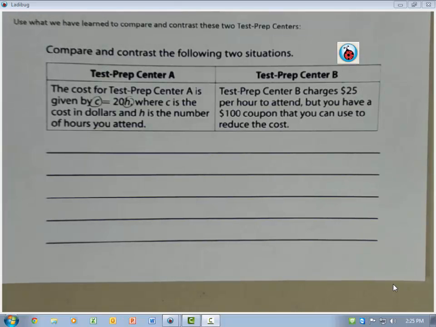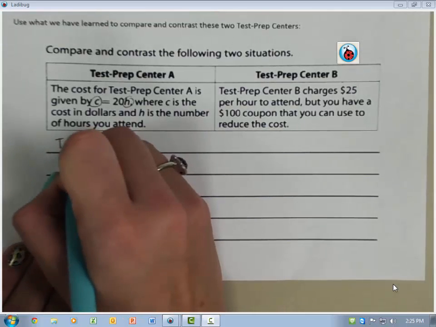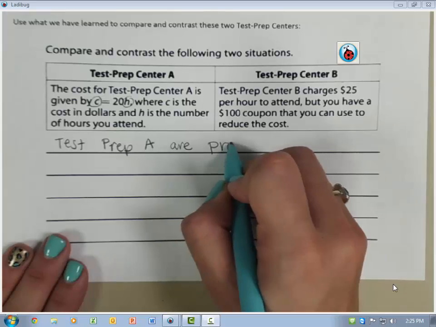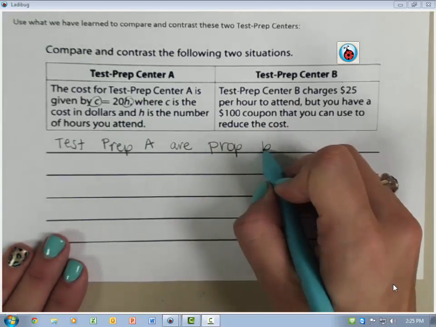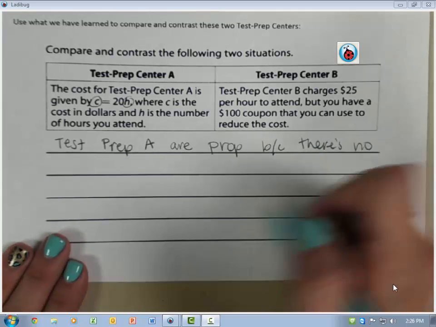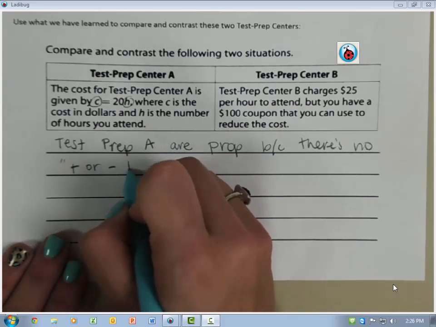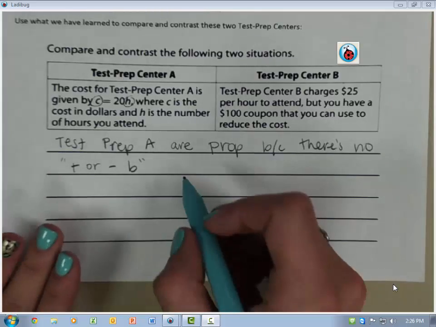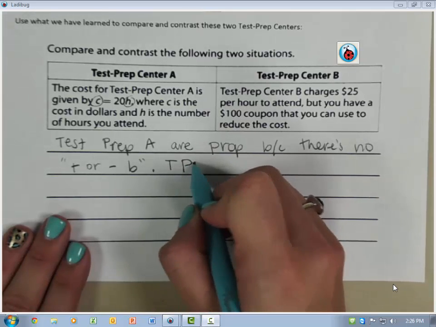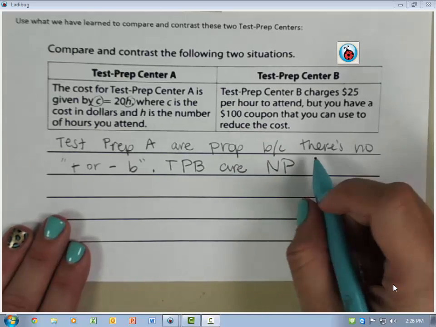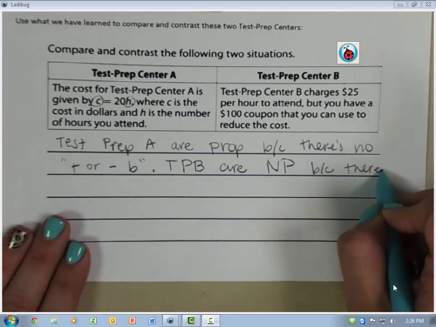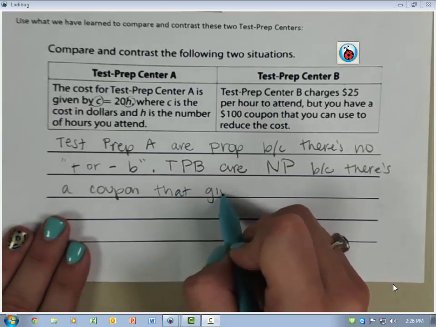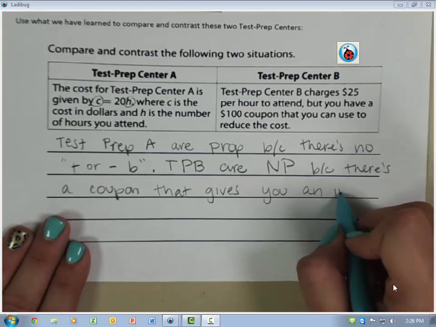So let's talk about this. We know that Test Prep Center A's charges are proportional because there's no plus or minus B, because we don't have a B. We know that Test Prep Center B's charges are not proportional, because there's a coupon that gives you an initial credit.